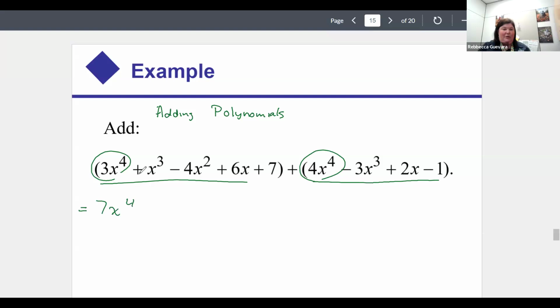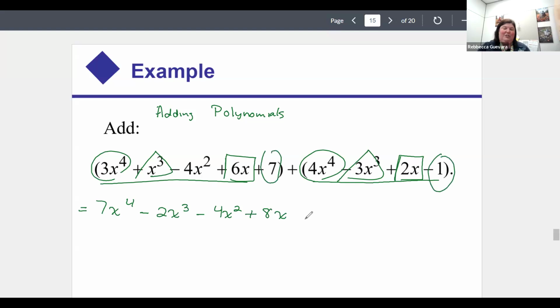So I get 7x to the fourth. And then we have cubes. So if we add those together, we get minus 2x cubed. Then we have a square, which doesn't have a friend. So we have 4x squared. Then we both have a term with an x. So these are like terms. 6x and 2x will give me 8x. And then my very last one was just those constants. So we have a 7 and a negative 1. So we get that 6. So all adding polynomials is just going to be adding together like terms.